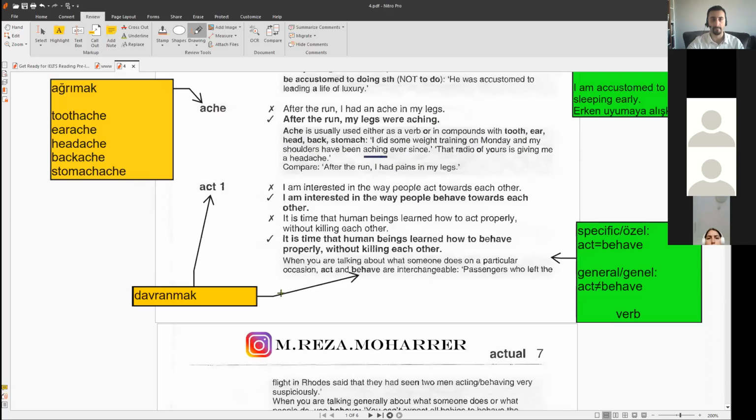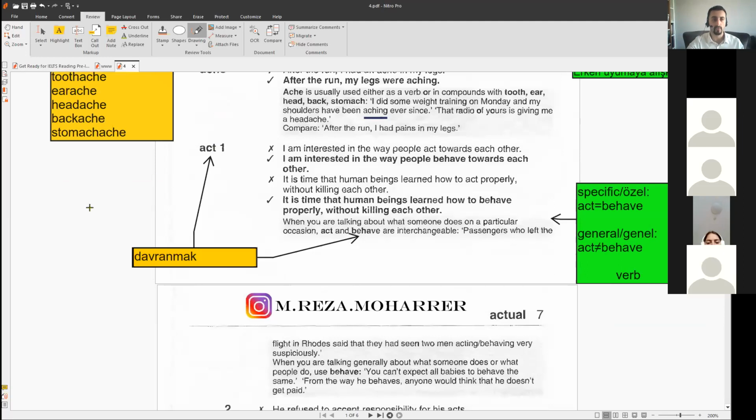So aching. Another one, we use the word pain. Pain is the general word for all the problems, for achings that we have. We use the general word pain, but for something specific, for example for head, we don't say pain in the head. We say headache. So the general word is pain, and ache is one part which we use for specific cases. Next one, here we have the word act.